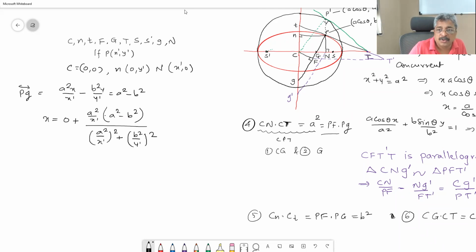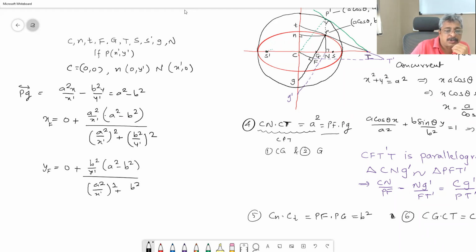What are we trying to do? We are trying to find the x coordinate of F. Okay. And yF is equal to 0 minus b square upon y dash, again make it plus, so that a square minus b square upon a square upon x dash bracket square plus b square upon y dash bracket square. This is the only difficult point, I think. So we got it, we will not simplify it right now, we will do it later.